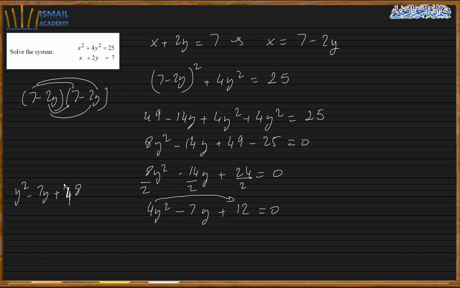So I'm looking for two numbers. If I multiply them together, it's going to give me 48. If I add them or subtract them here, yeah, if I add them it will give me minus 7. So is there any way I can find two numbers that multiply together to give 48?